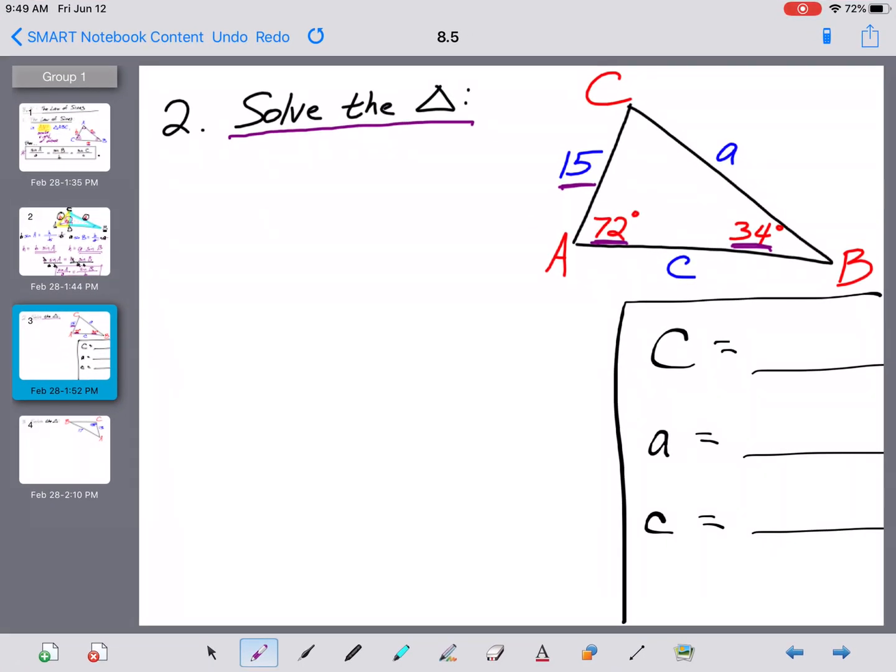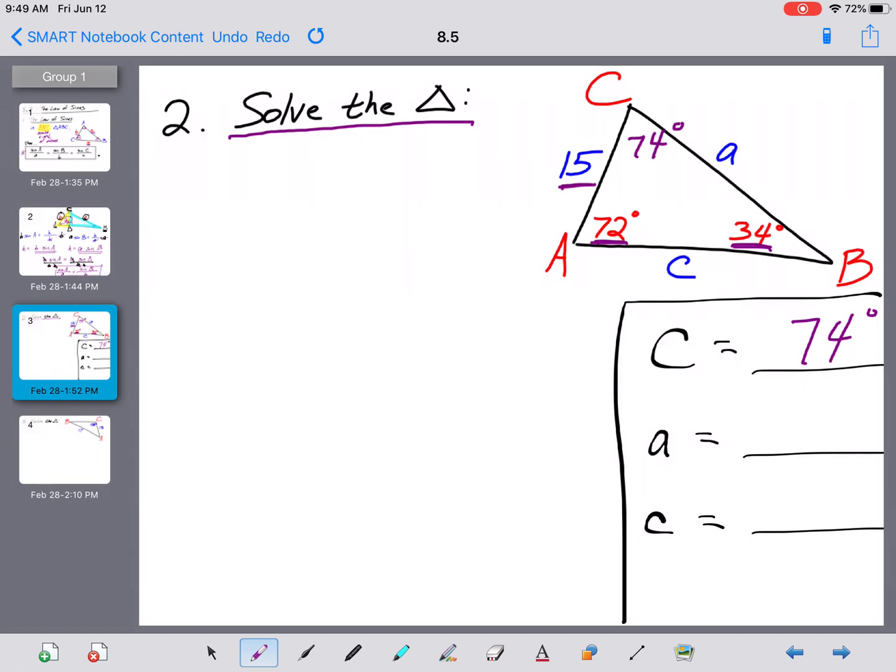So with 72 and 34, we've now got 74 degrees for the measure of angle C. I'm going to go ahead and put that 74-degree angle right here in the figure. That's going to tell me something important, and in fact, let's talk about it right now.